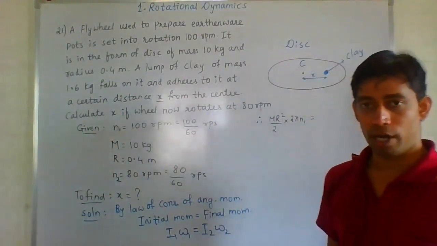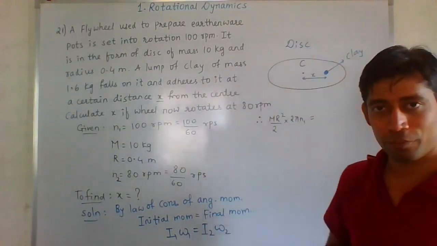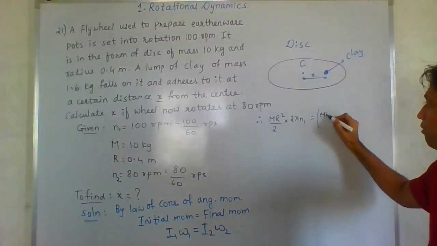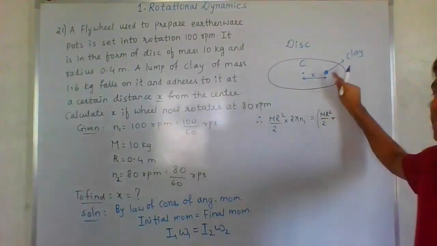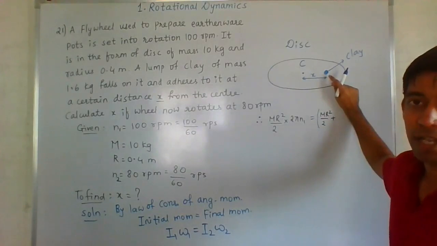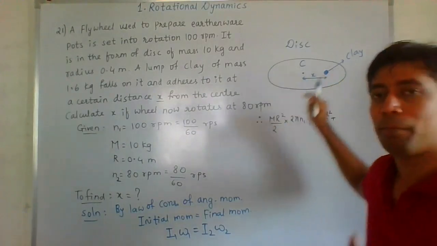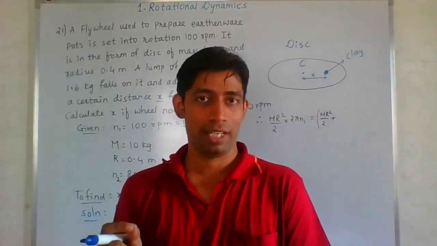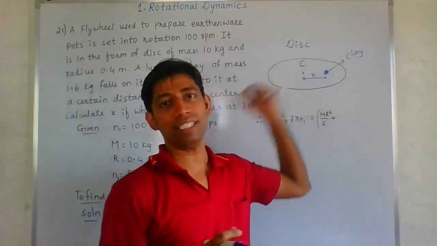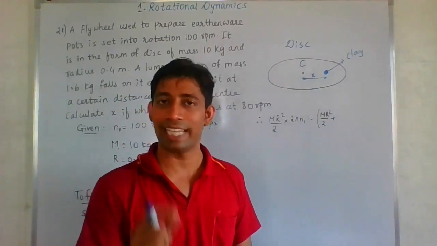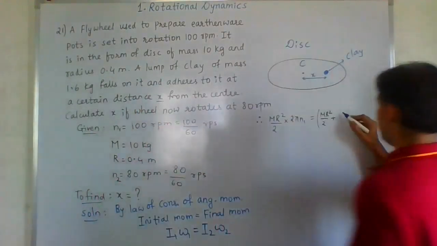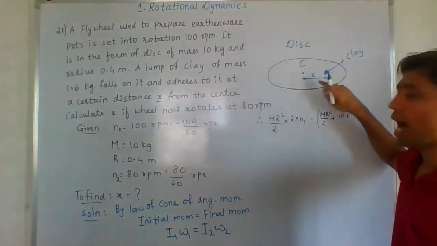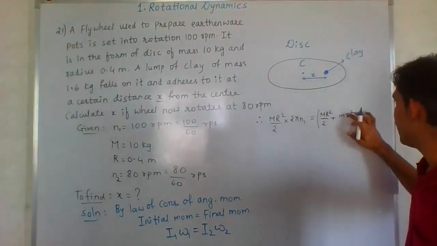Now for I2, what will happen? In I2 we also have to include the clay. So the disc was already there, hence mr square by 2 will come, plus the moment of inertia of the clay will also come. Now there is no special formula for clay; we use the simple basic formula of moment of inertia that we have studied, which is mr square. The clay's mass and its perpendicular distance from the center, squared. So I will write m into r square, and here r is the distance x that we denoted.